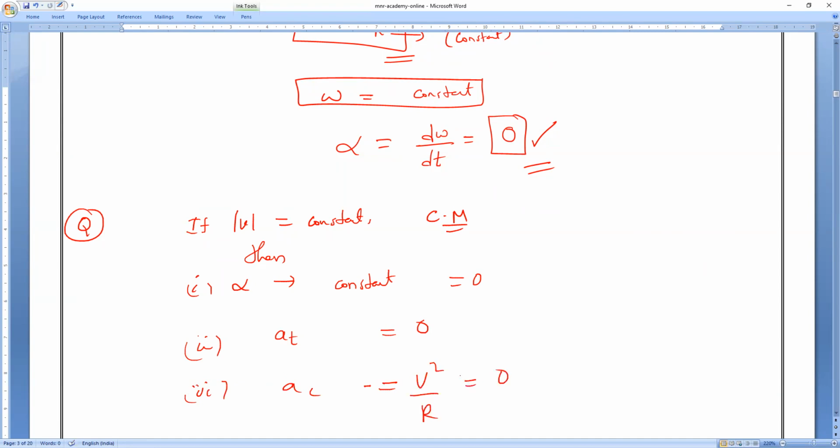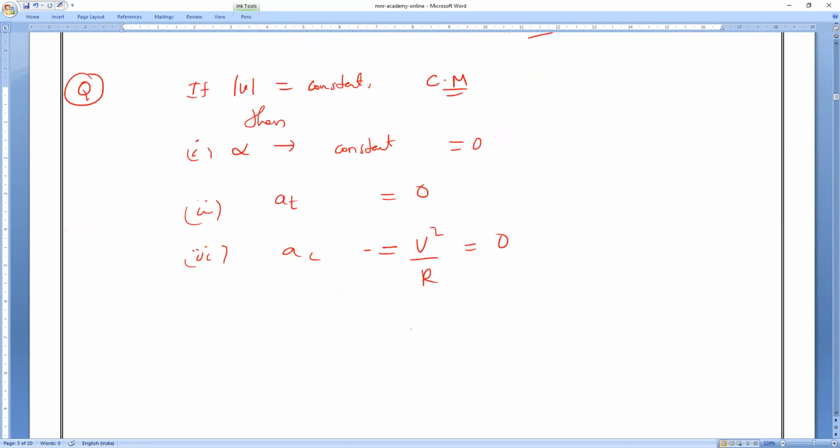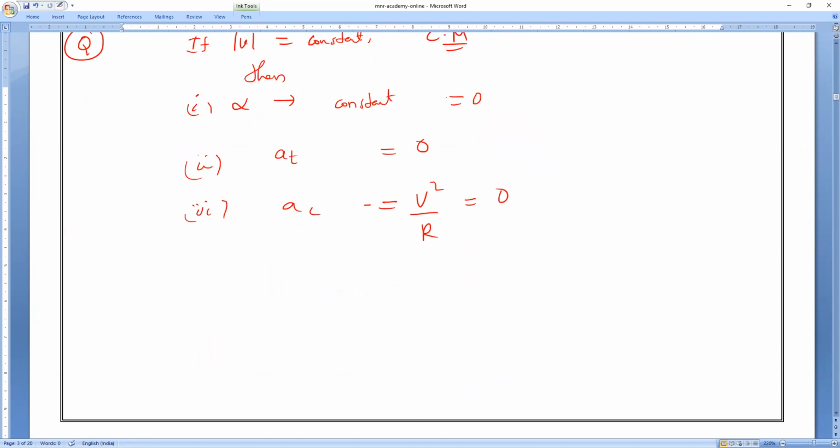So you tell me, why is the centripetal acceleration not always 0? Because whenever the body is in circular motion, centripetal acceleration always exists. So always remember, whenever v is constant, angular acceleration is 0 and tangential acceleration is 0. But which one is not 0? Centripetal acceleration. It will never be equal to 0.